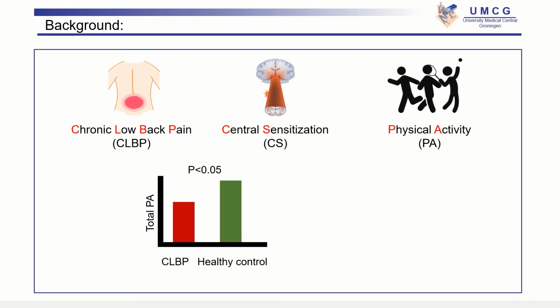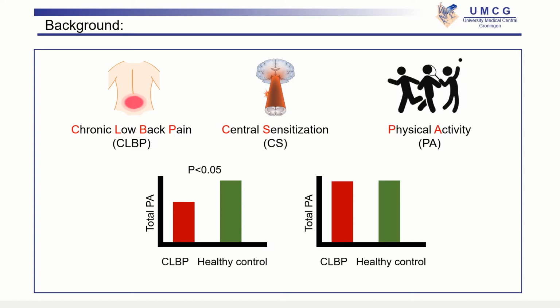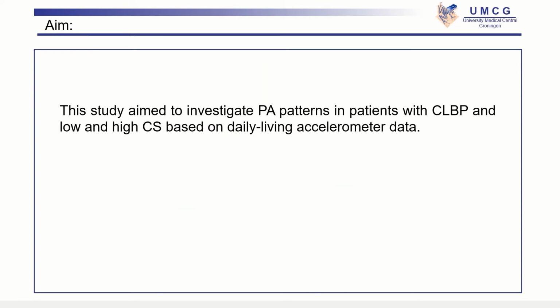It is often assumed that patients with chronic low back pain have less physical activity, but some studies report there are no differences. A possible explanation might be an unknown heterogeneity among samples, such as the presence of central sensitization. Therefore, this study aims to investigate physical activity patterns in patients with chronic low back pain and low and high central sensitization based on daily living accelerometer data.